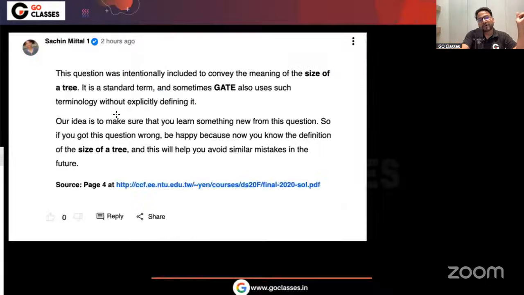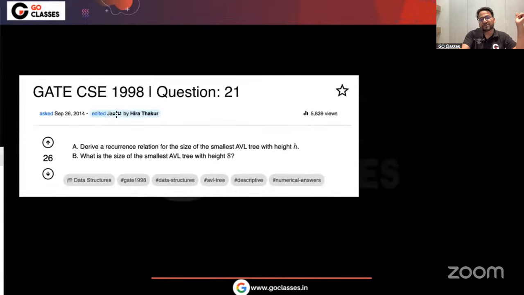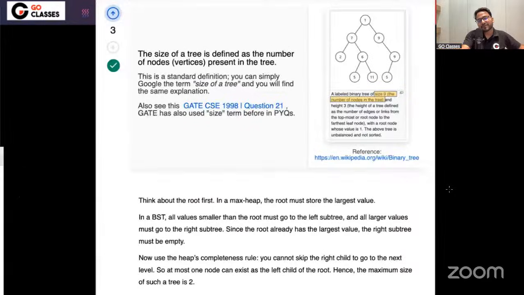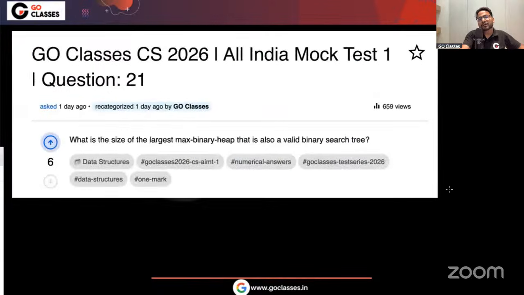And in fact, GATE has already used this definition. In GATE 1998, they asked this kind of question: derive the recurrence relation for the size of the smallest AVL tree. I mean size of the tree, right? Size of the tree means number of nodes. GATE has also used the size definition, number of nodes. It doesn't matter. Basically, size is a well-defined term in case of a tree. So size basically means we are interested in finding the number of nodes.